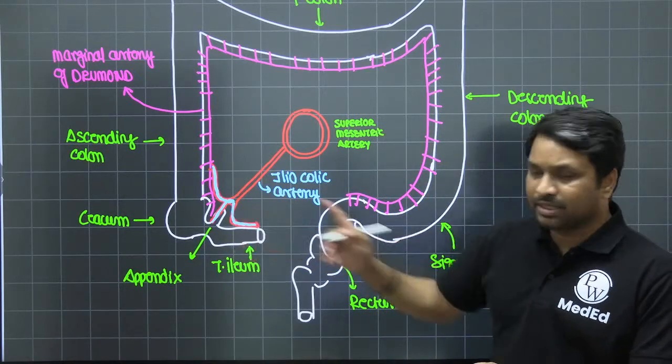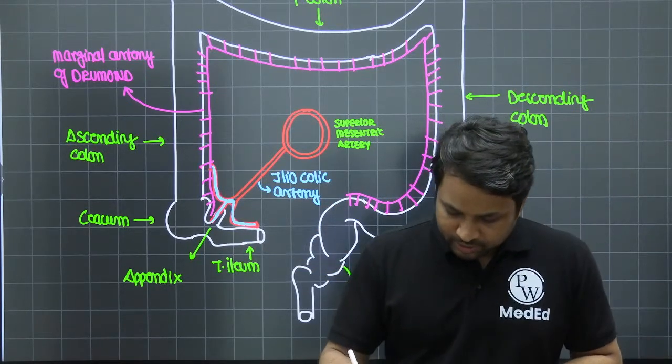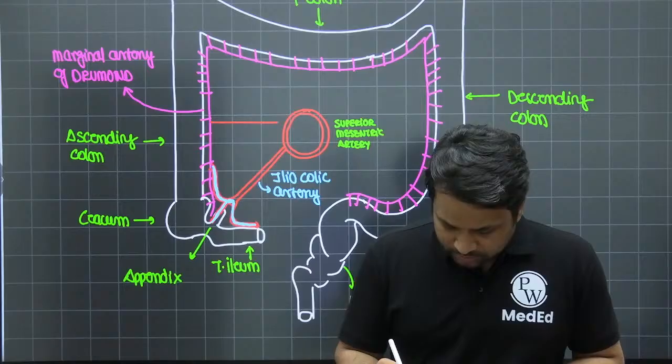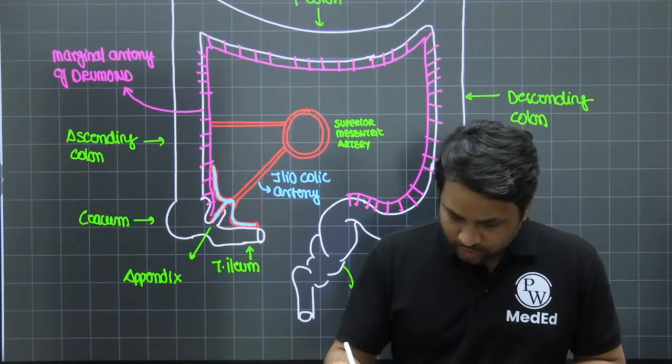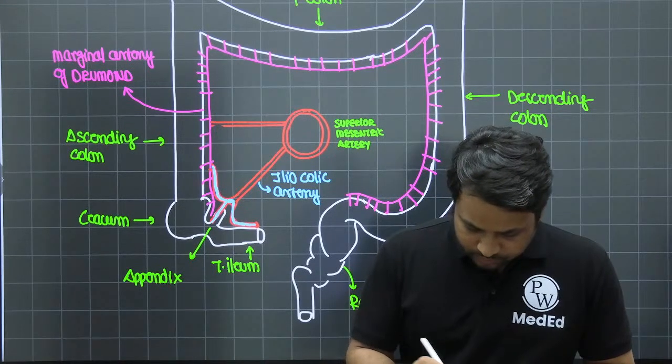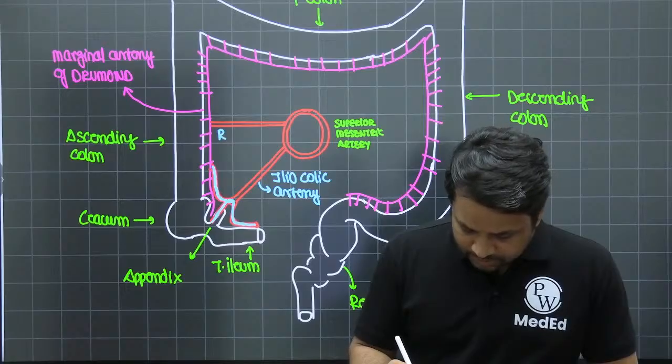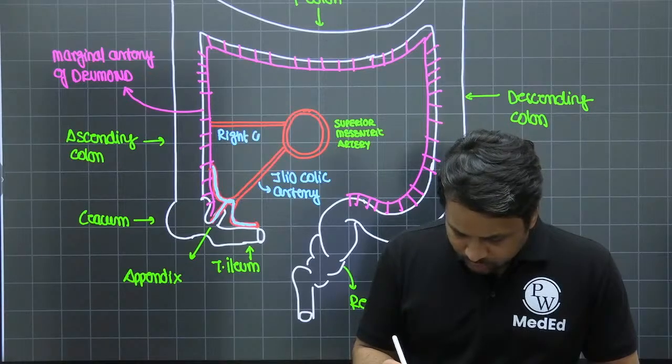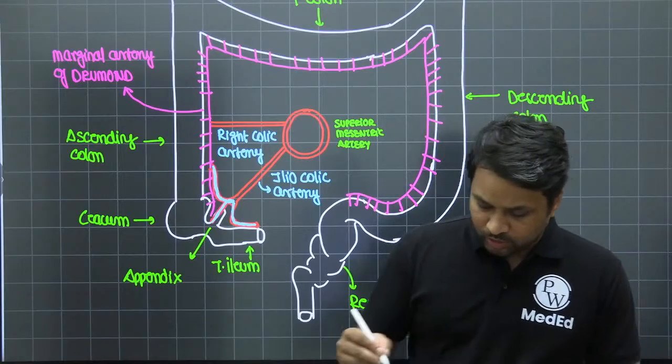The one that is supplying the appendix, the appendicular artery, is here. Then you have the blood vessel which is going to be here. Now, this is what we call the right colic artery.